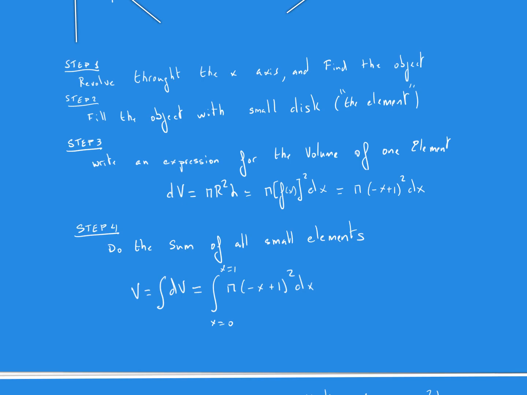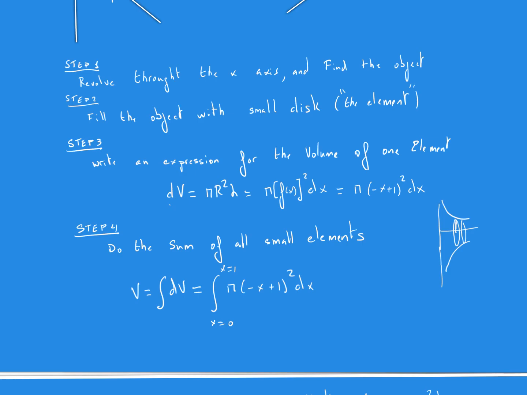What you need to have in mind is this figure. This is the function. This is the radius r, that is the function. This is the disk, and you are filling the object when you revolve. After revolving, you are filling the volume with a small disk. And each disk has a small volume. And the small volume dV is pi f of x squared dx.